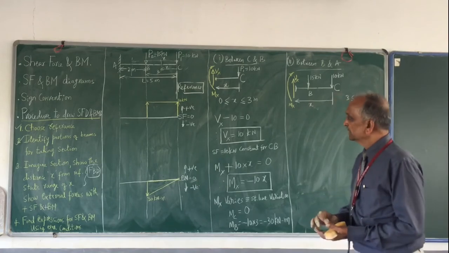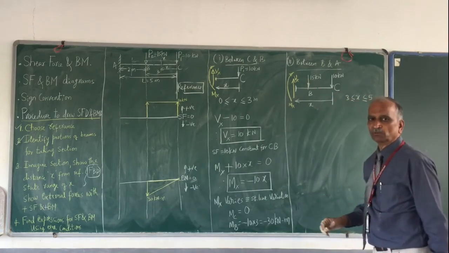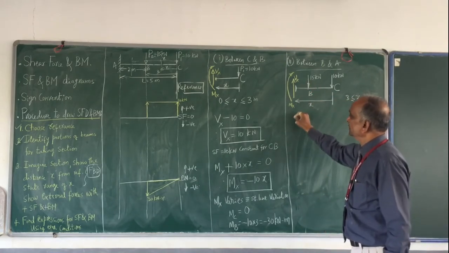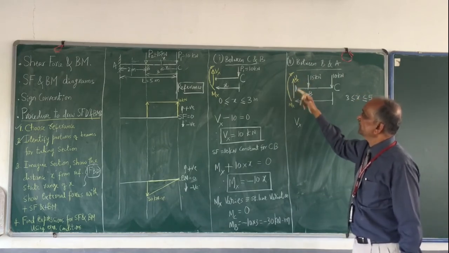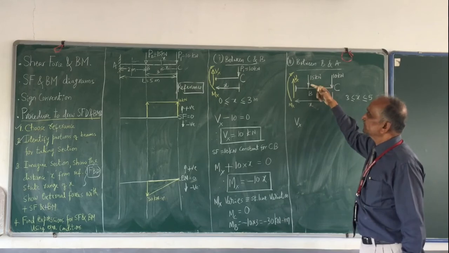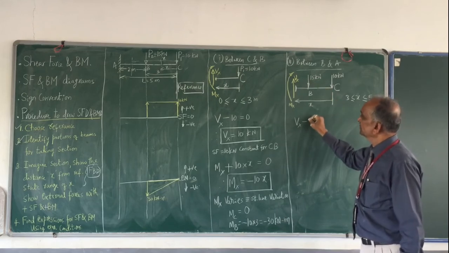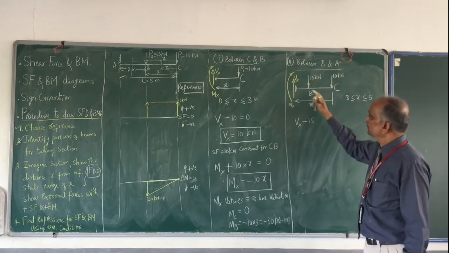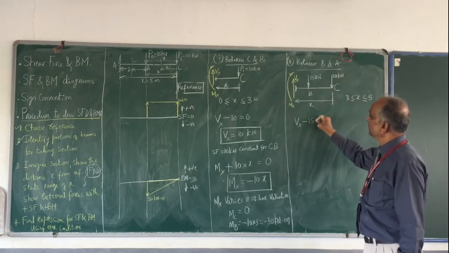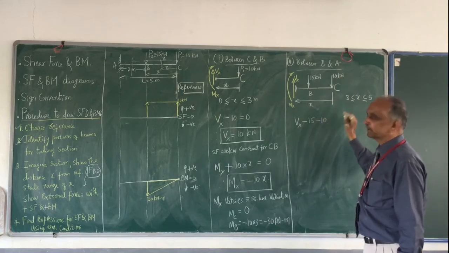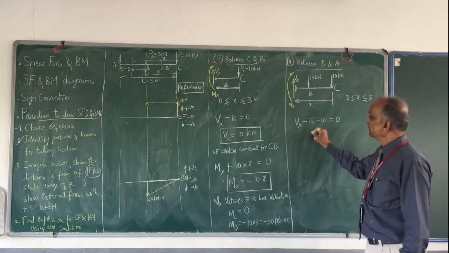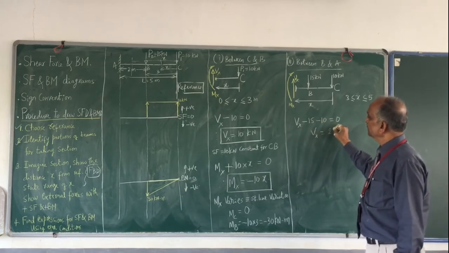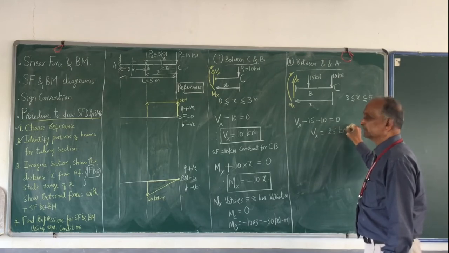Then find out the expressions for these things using equilibrium conditions. I start with Vx, upward force. Then this 15 kilonewton downwards, therefore it is minus 15. Proceed further. It is 10 downwards, minus 10. Then no other force. This is equal to 0. Therefore, Vx is equal to 25 kilonewton.